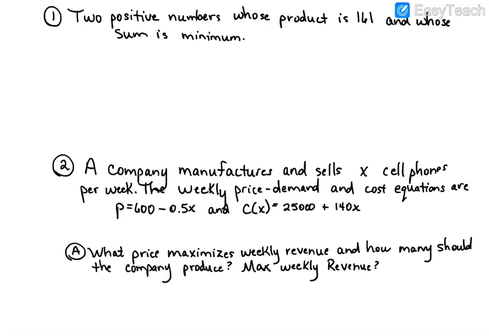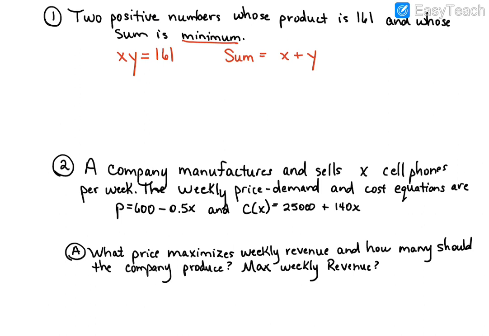Okay, on the first question, they're asking us to find two positive numbers whose product is 161 and whose sum is a minimum. So I'm just going to use x and y for the two positive numbers. Product means that we multiply, so x times y would be 161. And then the sum would mean that we add, so our sum would be x plus y. So we're wanting to find basically the minimum of that sum.